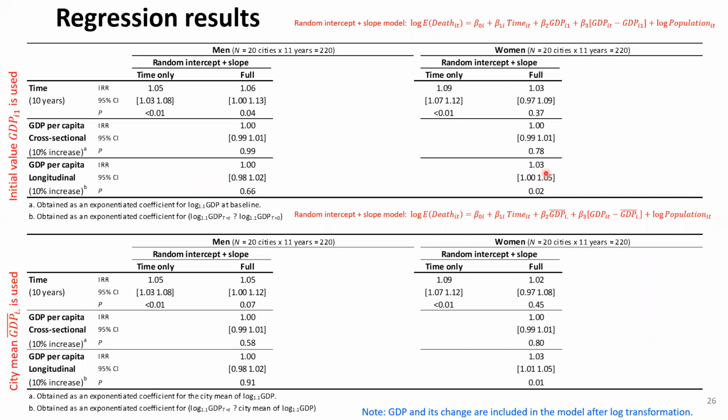Well, it means that since 1 unit change means a 10% increase in GDP, a 10% increase in GDP was associated with a 3% increase in mortality. And it was significant at an alpha level of 0.05. So this is what we observed.